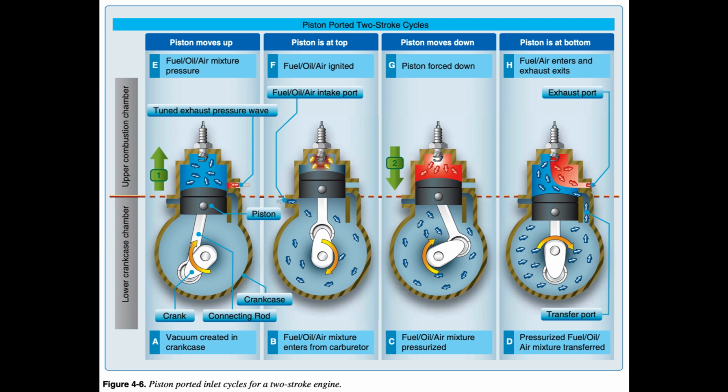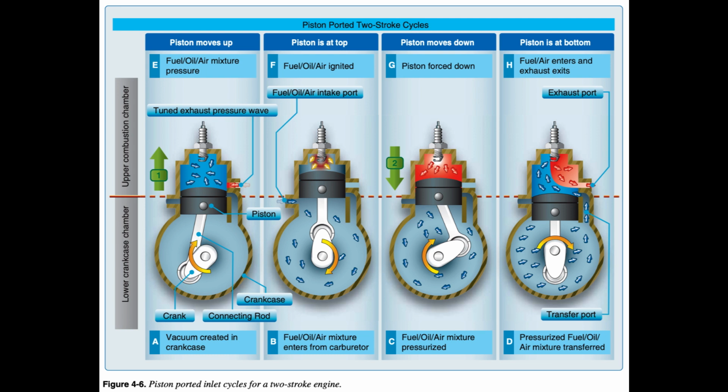Figures 4-6b and 4-6c. Cylinder power stroke, initial piston moving down. At the top of the stroke, the spark plug ignites the fuel/oil/air mixture and drives the piston down as the power stroke of the engine. Figures 4-6f and 4-6g.